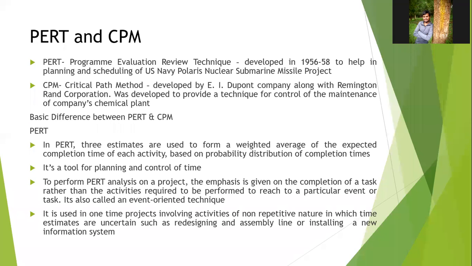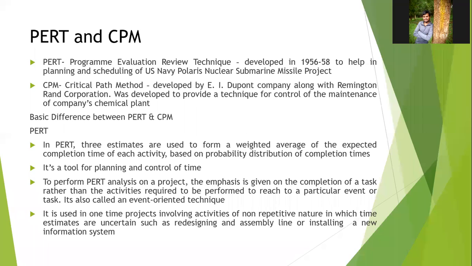One more question was asked: give at least two differences between PERT and CPM. But before that, we need to know what PERT is and what CPM is. PERT, Program Evaluation Review Technique, was developed in 1956-58 for a nuclear submarine missile project. And CPM, Critical Path Method, was developed for maintenance of a company's chemical plant.